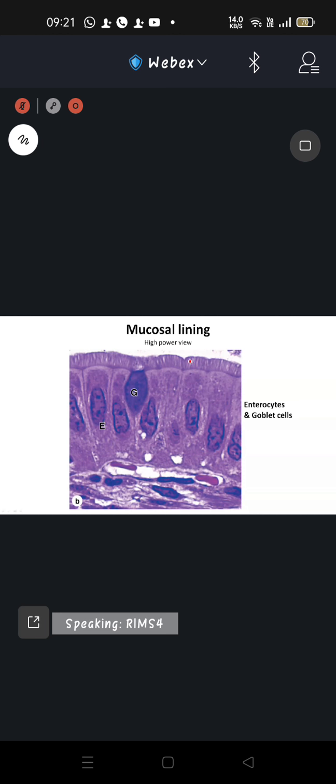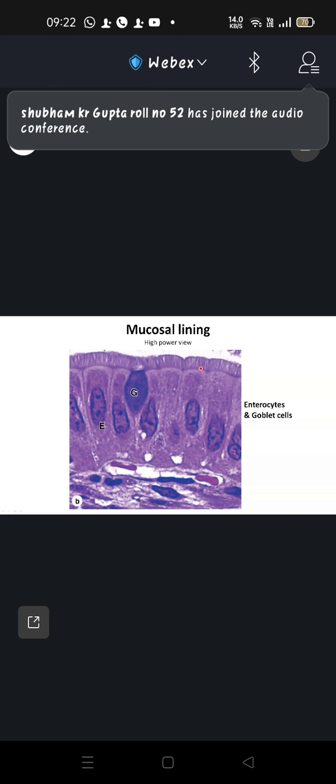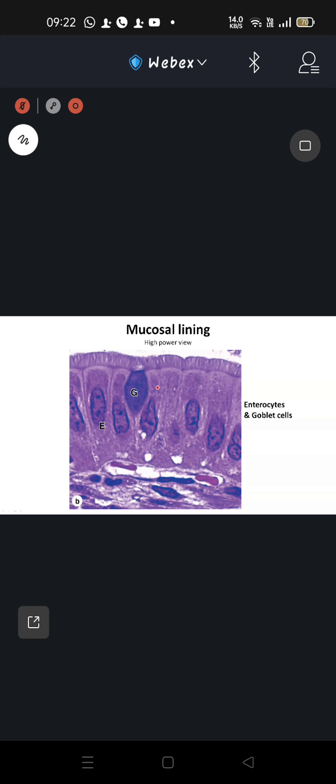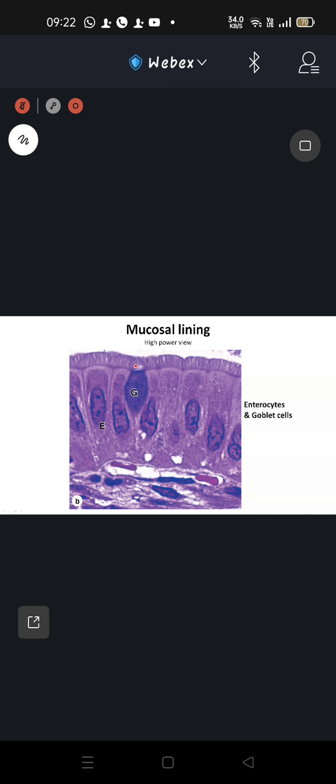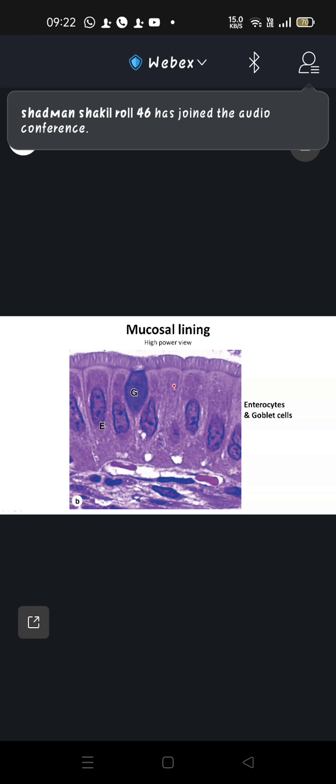Apically, they have this microvilli, which is imparting a brush border appearance. Now, in the interspace between these enterocytes is a mucus secreting unicellular gland, which is known as goblet cells. What we can see here is that this apical portion doesn't contain any brush border appearance, rather this is empty, and this is the portion from where the mucin is being poured. So this is the mucosal lining of the small intestine.